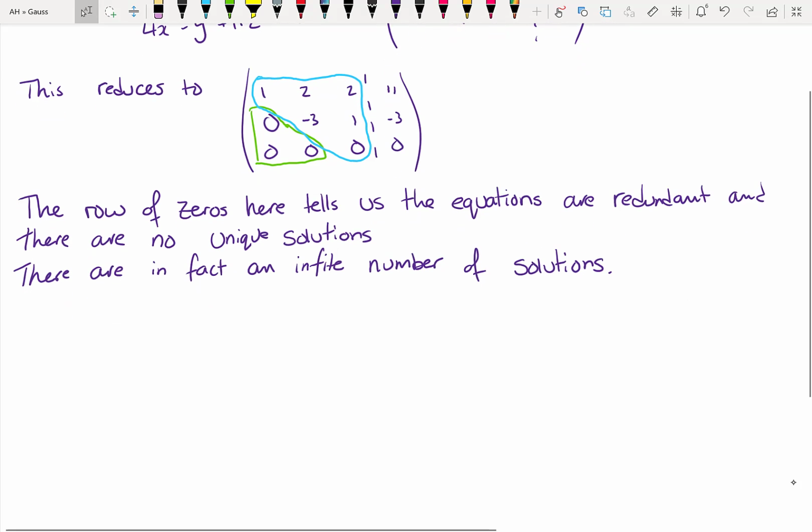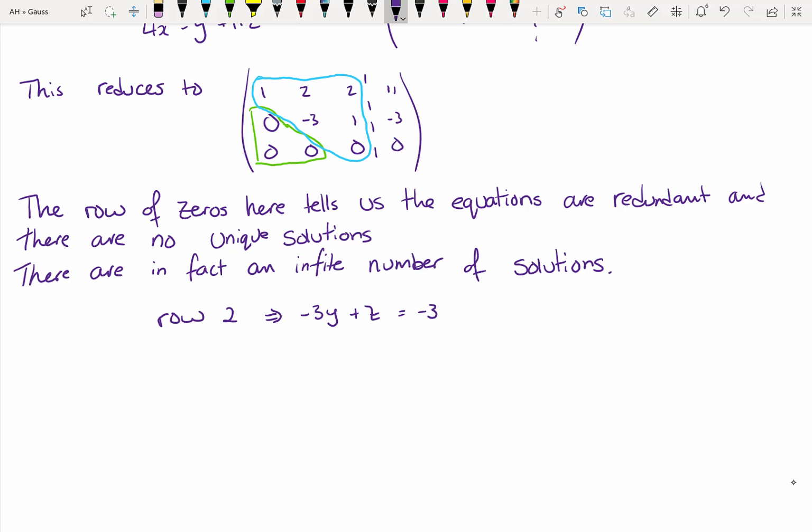Now, what we need to be able to do at this stage is pick apart how we can tell if it's inconsistent or redundant. Further on down the line we'll start applying these things to actual conditions, but just now we don't need to worry about that too much. So we're going to take row 2, and row 2 should give me minus 3 lots of y plus z equals minus 3. So I can rearrange that to give me y is equal to z plus 3 over 3.